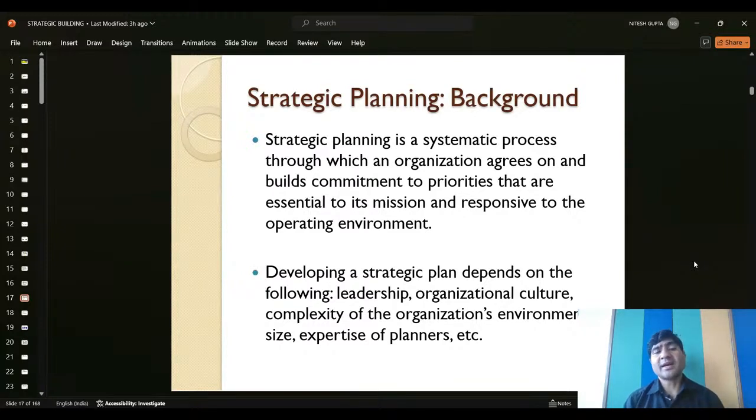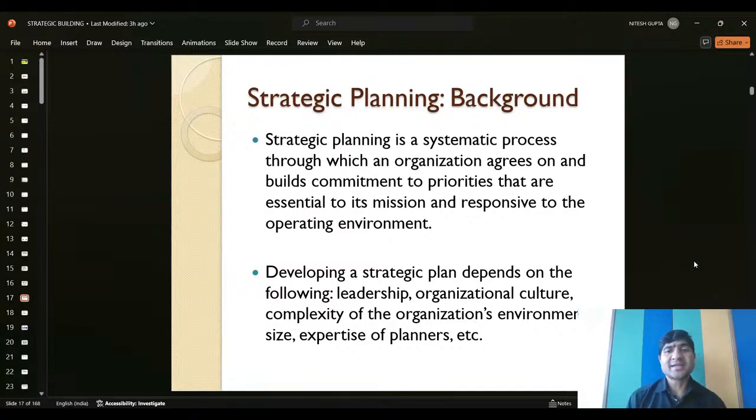Let me continue and stretch it a bit more. Strategic planning is a systematic process through which an organization agrees on and builds commitment to priorities that are essential to its mission and responsive to the operating environment. That is what the background is.